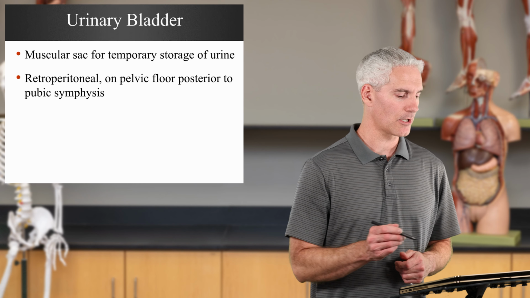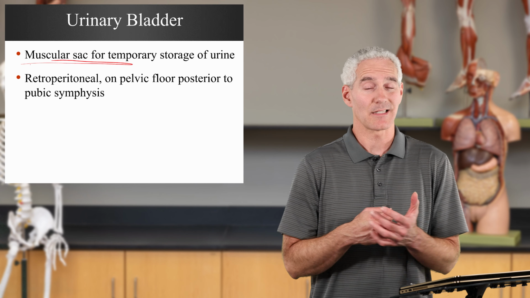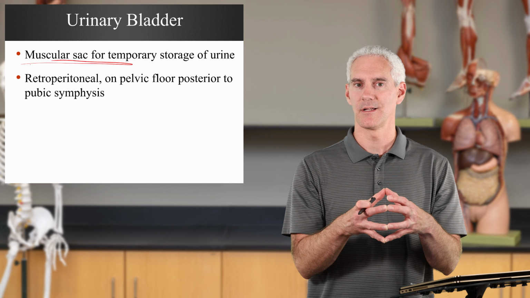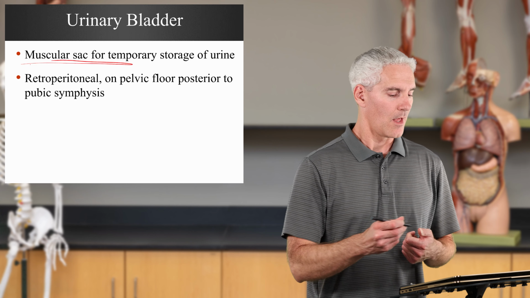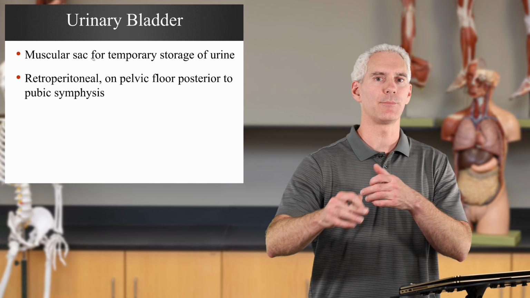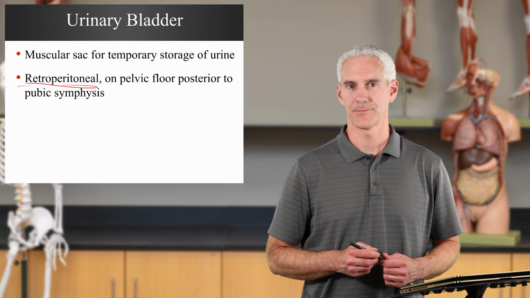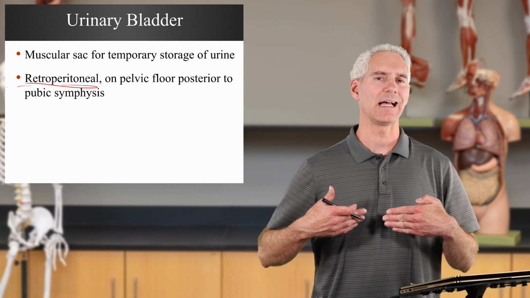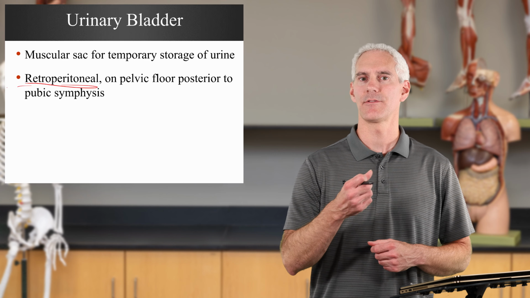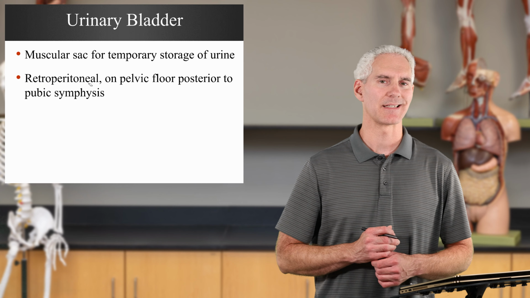In the case of the urinary bladder, it's a muscular sac for temporary storage. That's literally all it is. It's a contained unit that holds urine and eventually releases urine. It's a muscular sac because the muscles are going to contract when it's time to push the urine out. Again, it is retroperitoneal. In this case, it's not as much behind as it is behind and underneath, but not inside of the peritoneum, so it's outside. It's located just posterior to the pubic symphysis.